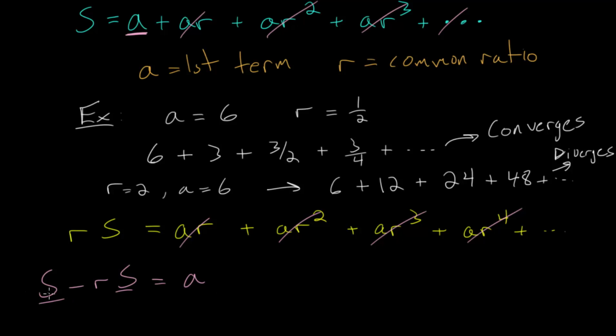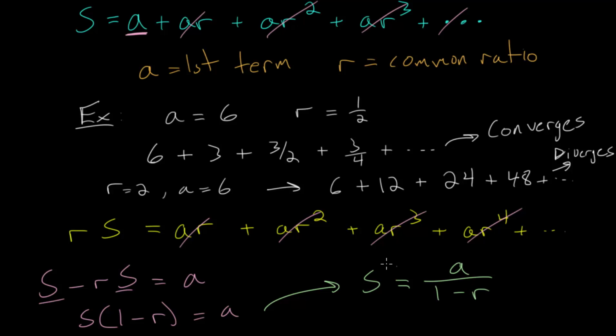We could factor S out from each of these two terms. Here we're left with a 1. Here we're left with minus r. And just to finish the formula, we divide each side by 1 minus r, so that S, our sum, would be equal to a divided by 1 minus r. So this is our formula.